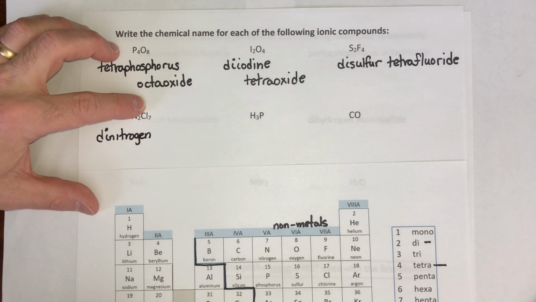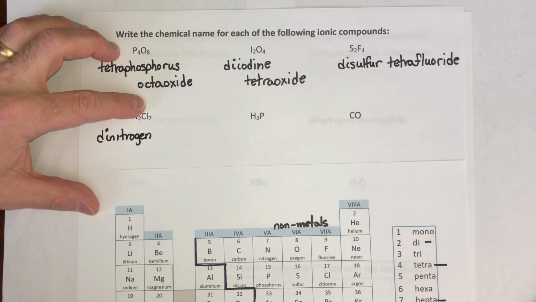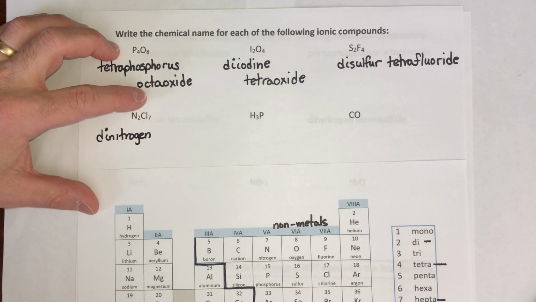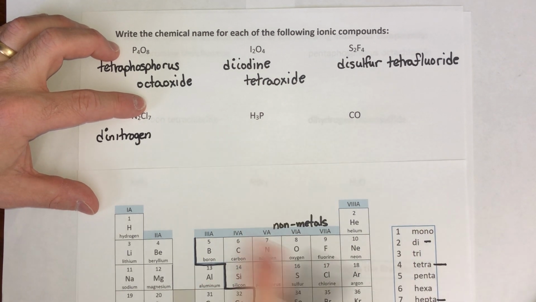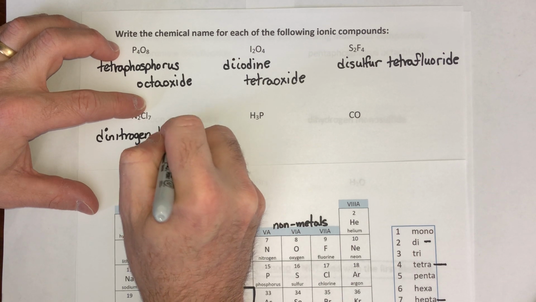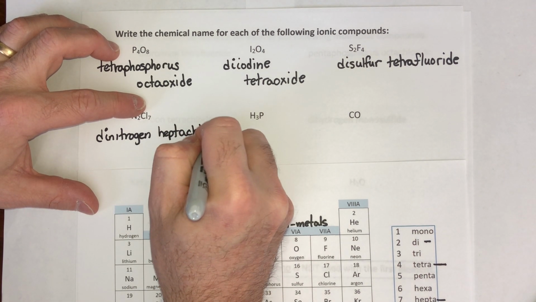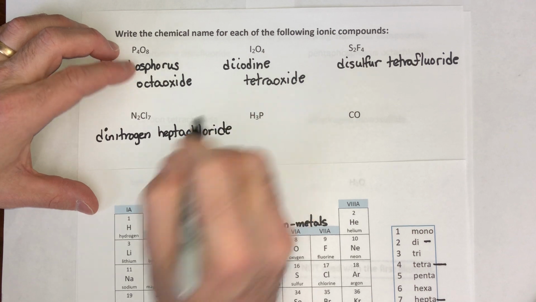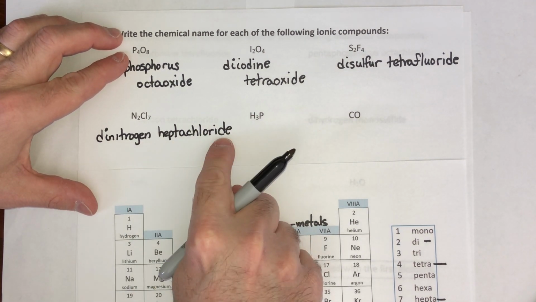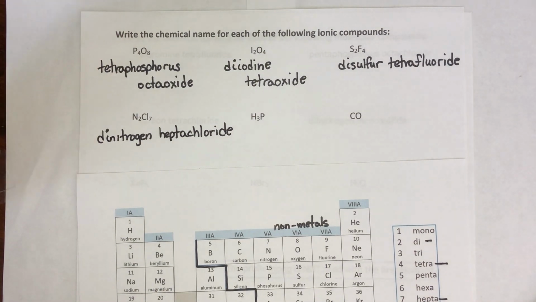You got 7 of the Cls. 7 is an unusual prefix. It's part of the reason why I put this example here. Because if you got 7, it's a hepta. So it's a hepta. Cl is chlorine, but the second name does change to ide. So this would be a chloride. So a dinitrogen heptachloride. Alrighty.